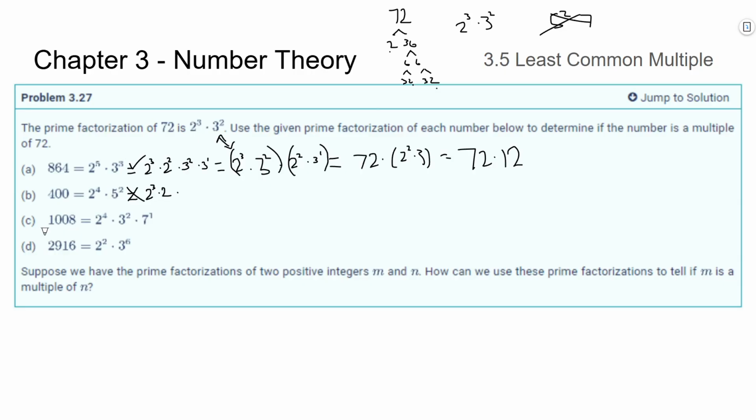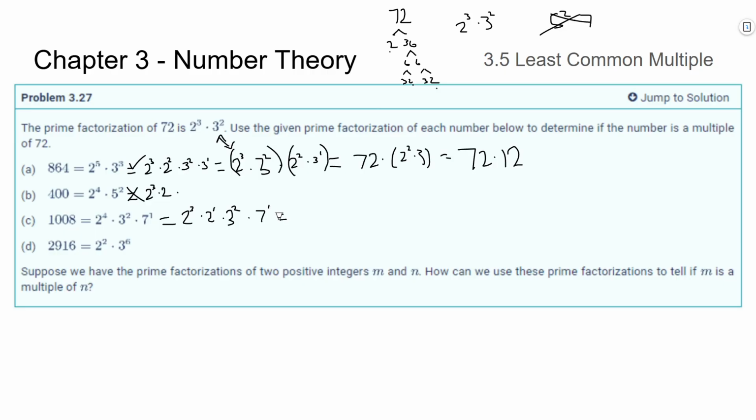All right, so how about 1008? So let's go ahead and pull out a 2 cubed. So 2 cubed times 2 to the 4th. So we need another 2 to the 1 to make 2 to the 4th. Okay, how about 3 squared? Can we pull out a 3 squared? 3 squared. Yeah, that's just all of it, so that's fine. And that's it. And then we have to remember to keep our 1008 intact by adding on this 7 to the 1.